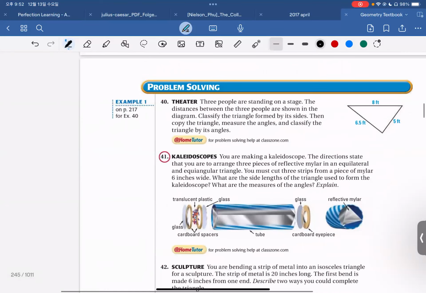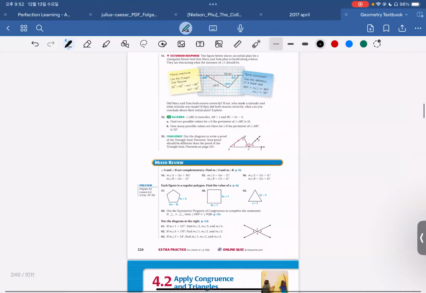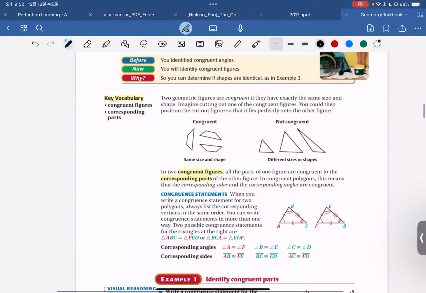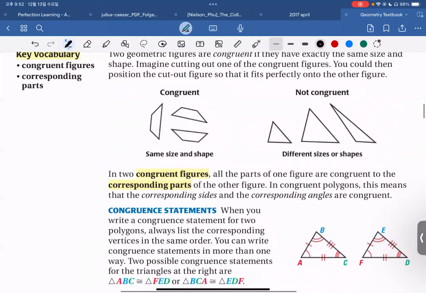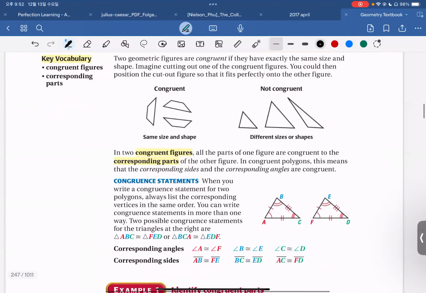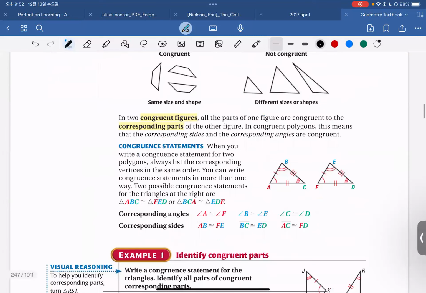But now let's move on to 4.2, applying congruence and triangles. If it's congruent, it's the same size and shape, and non-congruent is just not that, right? And when you think of congruence, there's two main statements you can make.